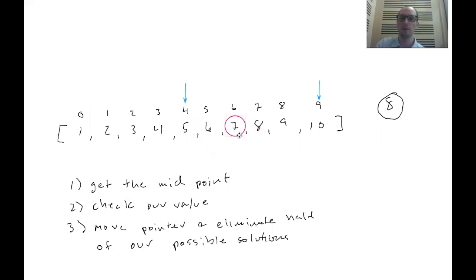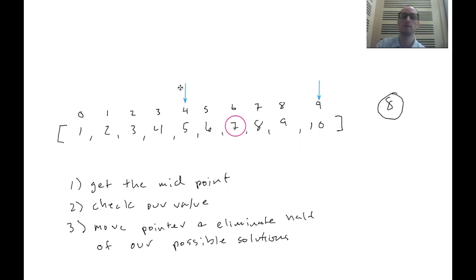Well, we're going to use our floor here, so we're going to go to 6, and we're going to check again. So we're going to check to see, is this equal to our current value? So 7, no, it does not equal 8. So we need to move the pointer again and eliminate half of our possible solutions.